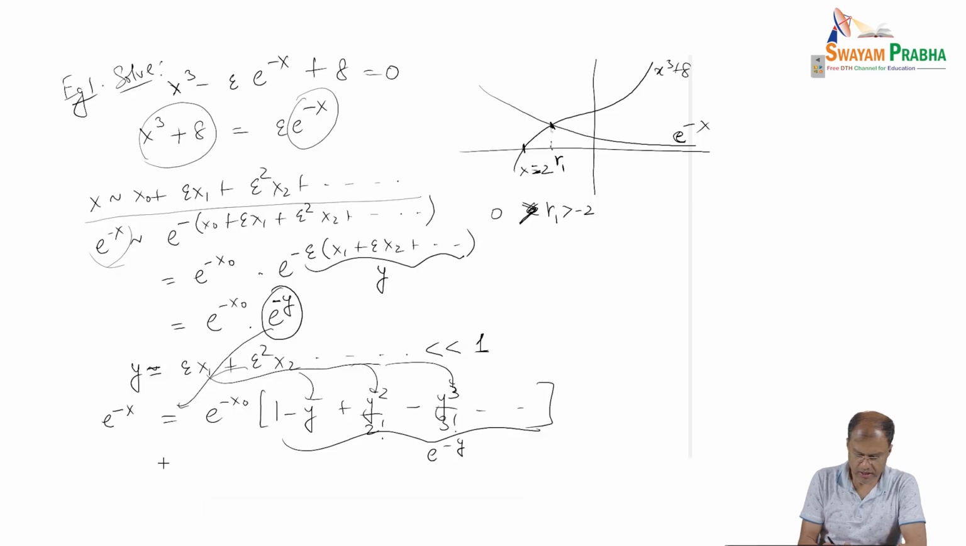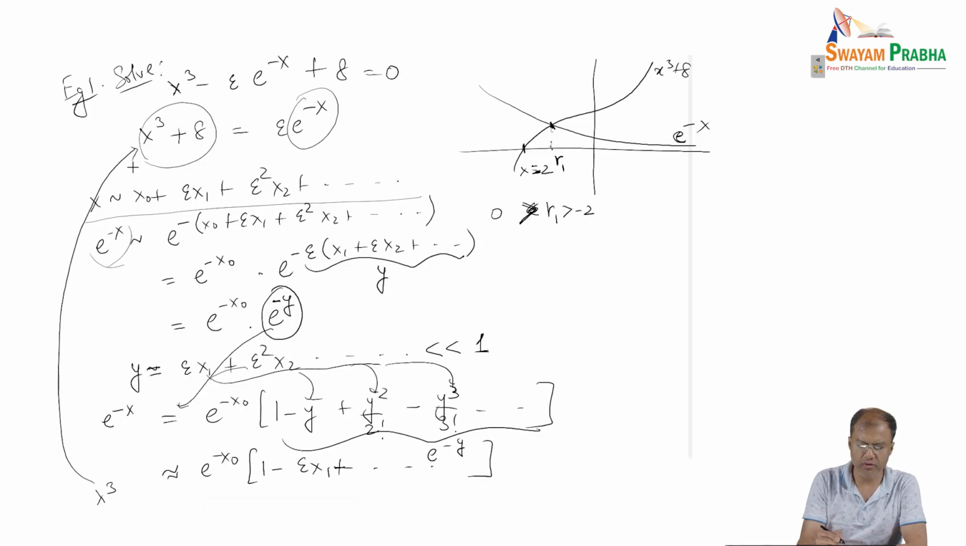This is eventually, after plugging in the values of y in the series expansion, e to the power minus x naught times 1 minus epsilon x1 plus and so on, right? So we see that this is the case, and then our x cube on the left hand side will be x naught cube plus 3 epsilon x naught square x1 and so on and so forth.